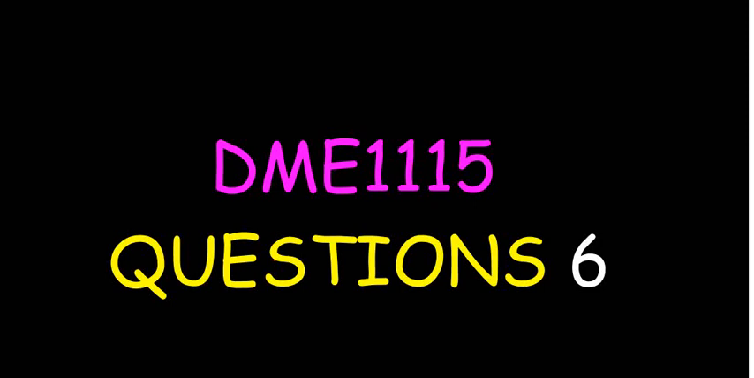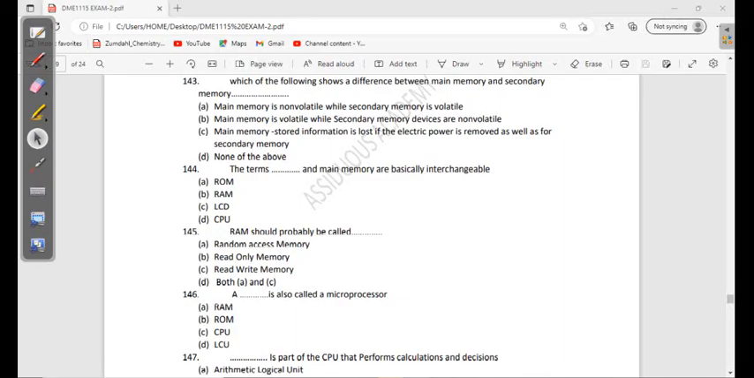Let's proceed with more practice questions. 143. Which of the following shows the difference between main memory and secondary memory? Main memory is non-volatile while secondary memory is volatile. Main memory is volatile while secondary memory devices are non-volatile.